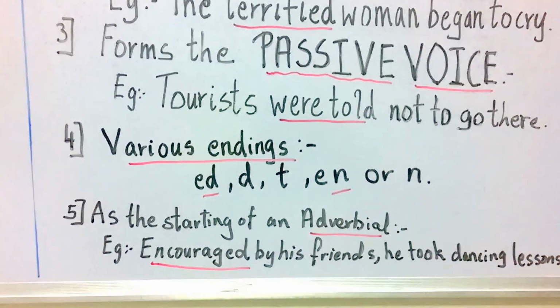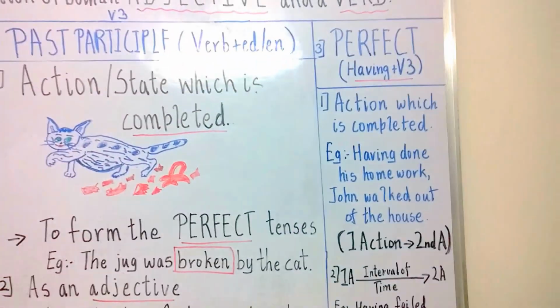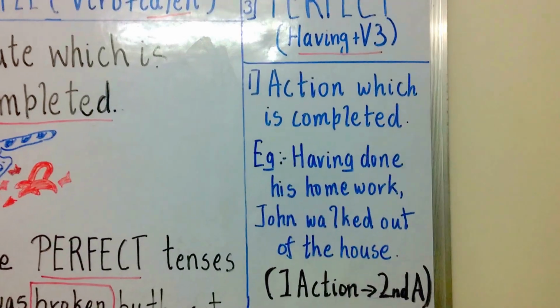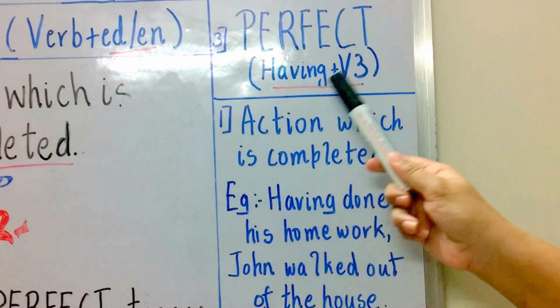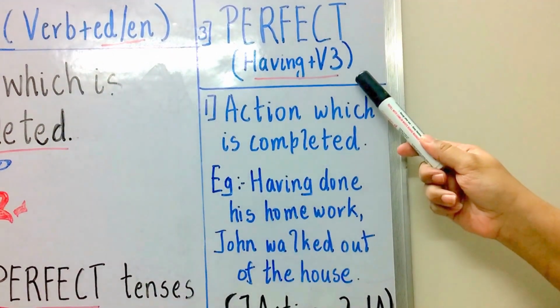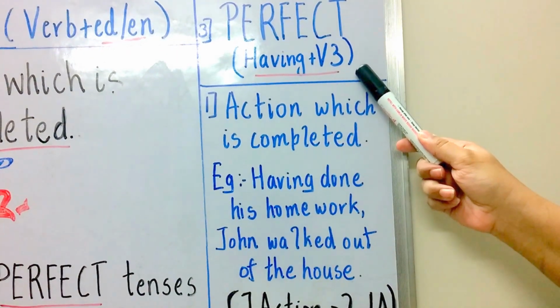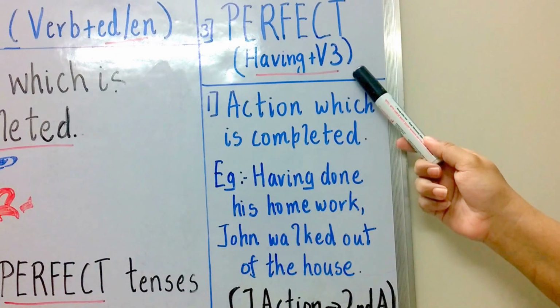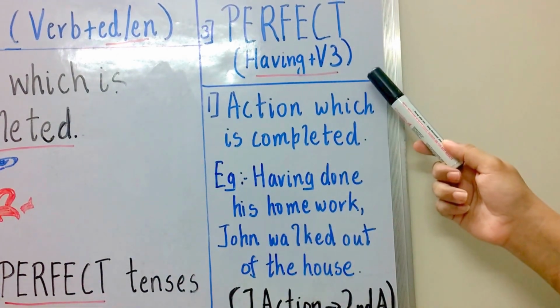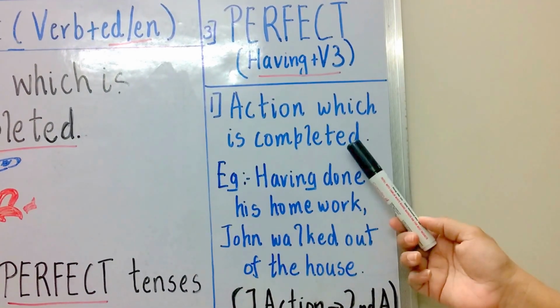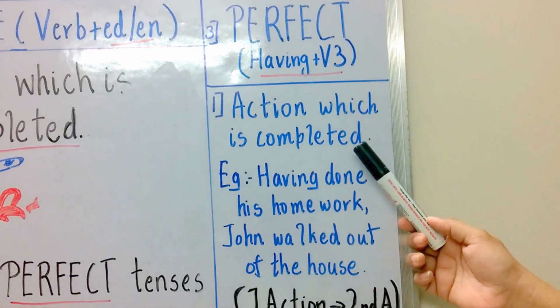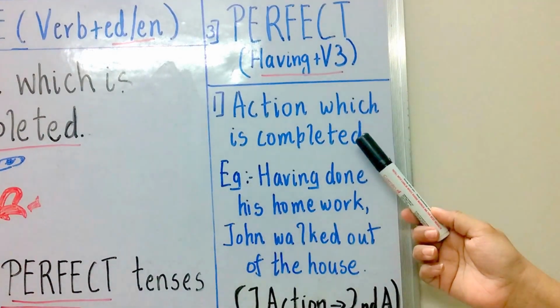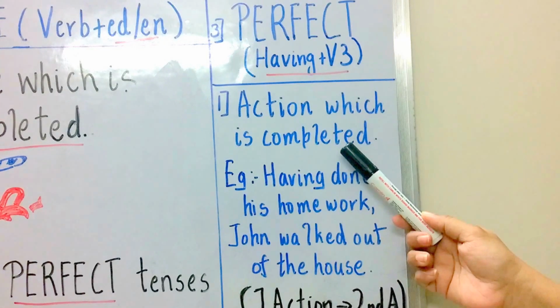Now we'll go to the last participle, that is the perfect participle. The perfect participle has having plus v3, that is the past participle, which we have learnt earlier. So having plus past participle is the perfect participle. Here we see the action is also completed, but the past time of the action is completed. We can see the duration of the past time in which the action is completed.